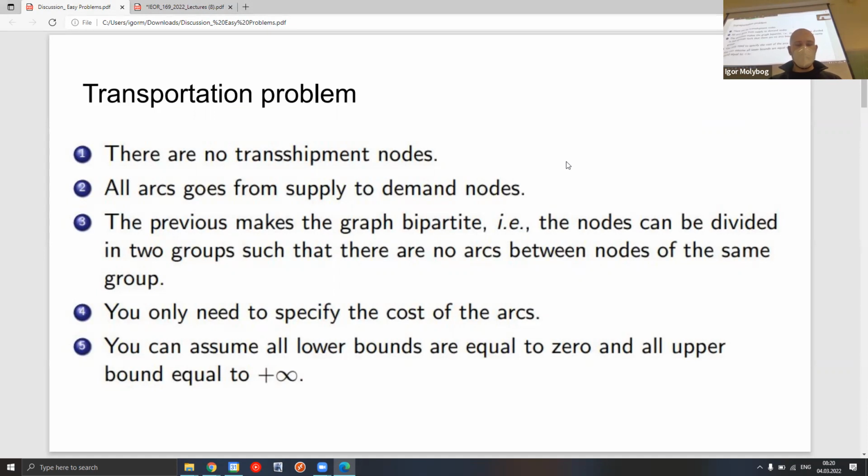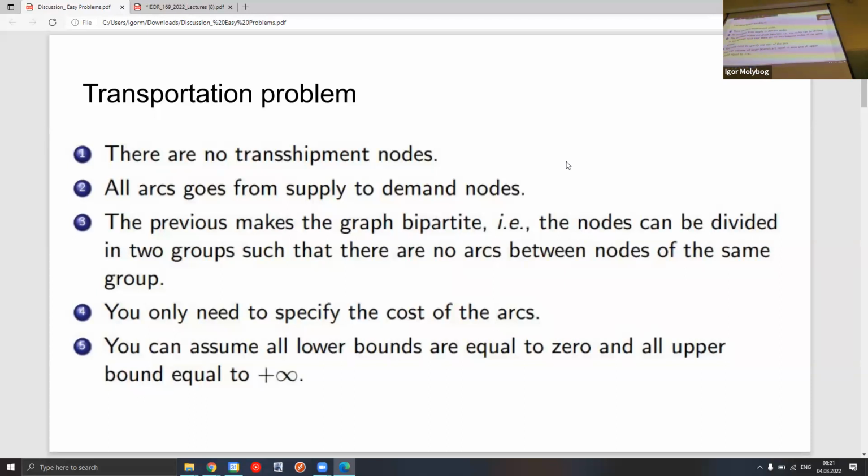Okay, so the first example is the transportation problem. In the transportation problem, there are no transshipment nodes, meaning that a transshipment node would be a node with a demand equal to 0. So in transportation, there are no nodes with a demand equal to 0.